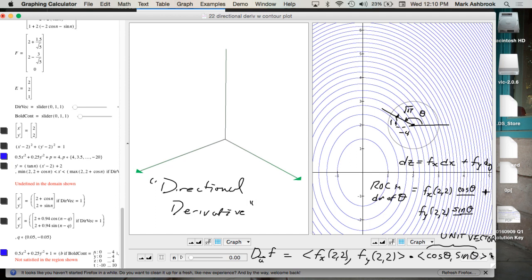So then this expression will give you the rate of change, which is a value, right, a scalar, in the direction of theta from that point. So it's the rate of change of f in the direction of u at any point (x, y). In this case, I'm showing it specifically for the point (2, 2).